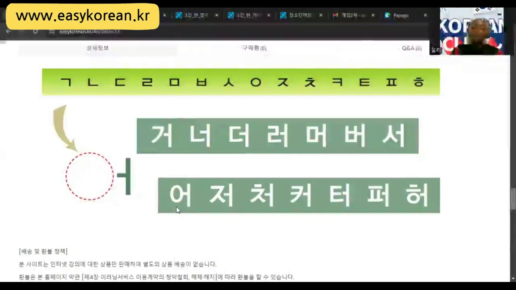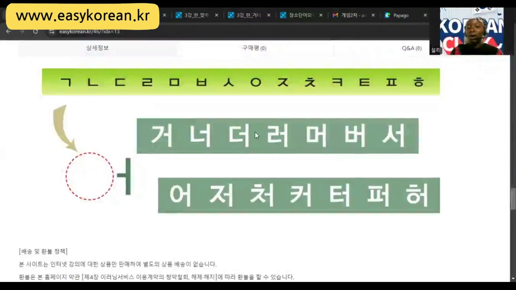Ieung and o gives us o. Jieut and o gives us jo. Chieut and o gives us cho. We have kieuk and o, which gives us ko. Tieut and o gives us to. Pieup and o gives us po. And the last one, hieut and o gives us ho.